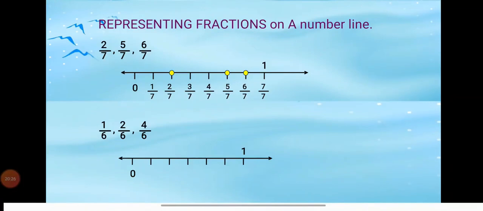As we know, the number is 4 by 6. It will lie between 0 and 1. So let us start from 0. After 0 we have 1 by 6, 2 by 6, 3 by 6, 4 by 6, 5 by 6, 6 by 6, which is equal to 1. Let us mark the points on a number line. 1 by 6, 2 by 6 and 4 by 6.